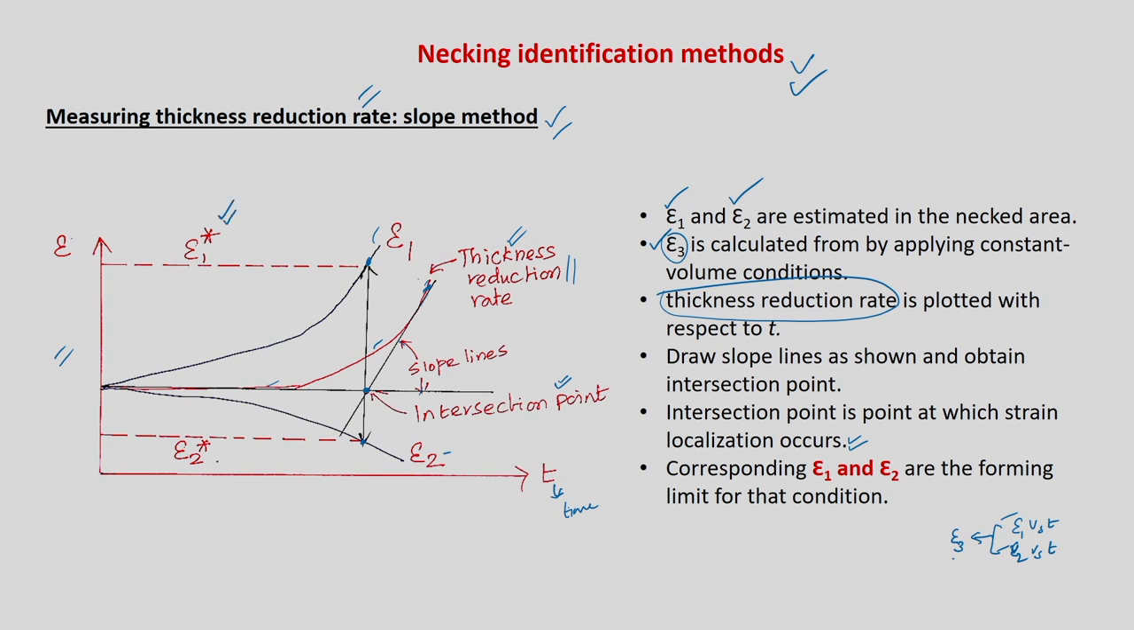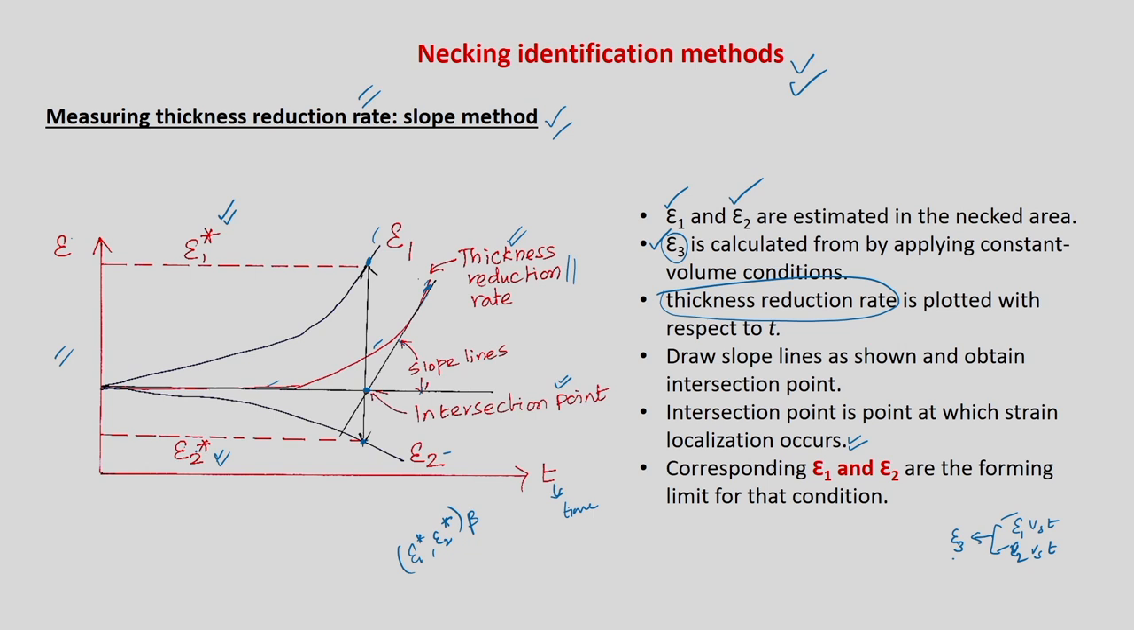There will be a corresponding value of epsilon 1 and epsilon 2, which you are going to call epsilon 1 star and epsilon 2 star. This epsilon 1 star and epsilon 2 star is nothing but your forming limit strain at that particular beta value, strain path or strain ratio. So, you have to repeat it for various beta values and monitor the same thickness reduction rate, and the corresponding epsilon 1 and 2 where this intersection point happens would be your epsilon 1 star and epsilon 2 star.